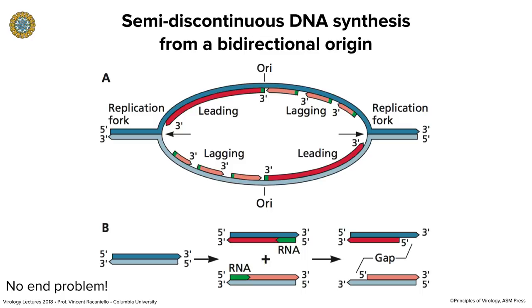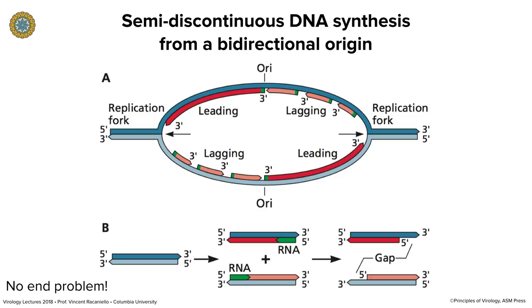Now, on the other strand, you can't do that, as I said, because the synthesis has to occur in a 5' to 3' direction. So you can only start wherever the single-stranded DNA has gone so far. So you'll make a series of short pieces, all RNA primed, and then as the bubble gets bigger, you have more single-stranded DNA exposed, you can make more discontinuous fragments. And as I said, in the end, the RNAs are all removed and they're ligated together.